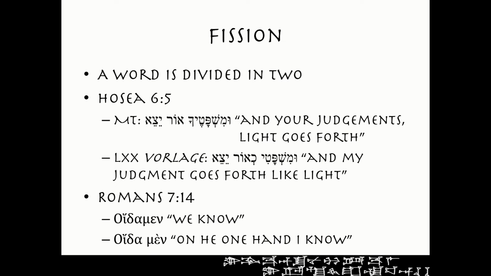And in Romans 7:14, instead of oidamen, we know, you can have oida men. On one hand, I know. Sorry, it's supposed to be on the one hand. See? Look at that. I did a typo myself. It's supposed to be on the one hand. See? But I did that intentionally because this is a textual criticism video. Just kidding. So, you can see there that the word has been separated. Oidamen going to oida men.